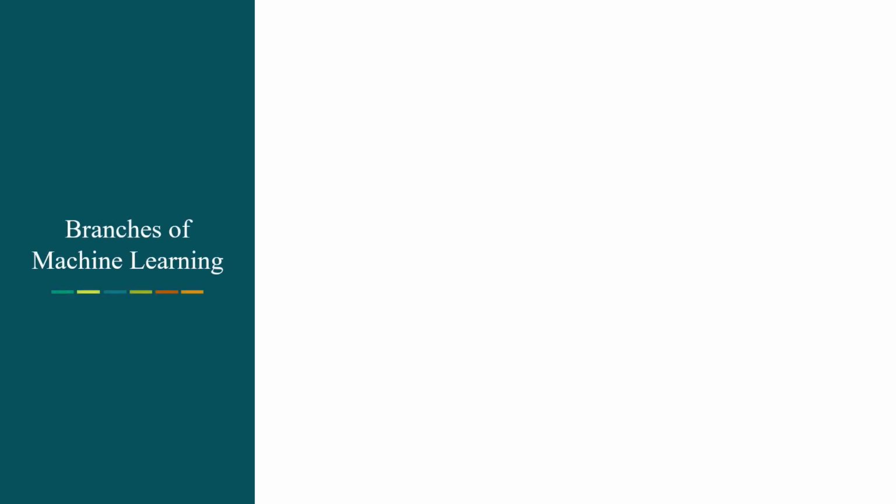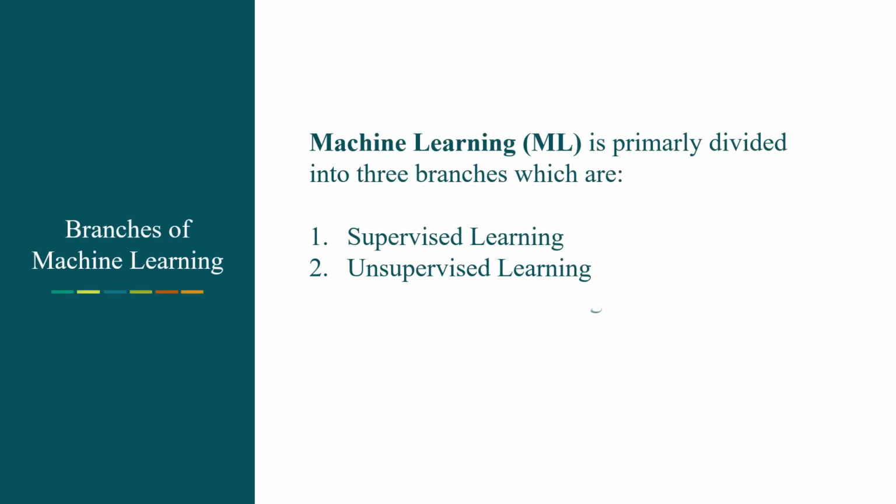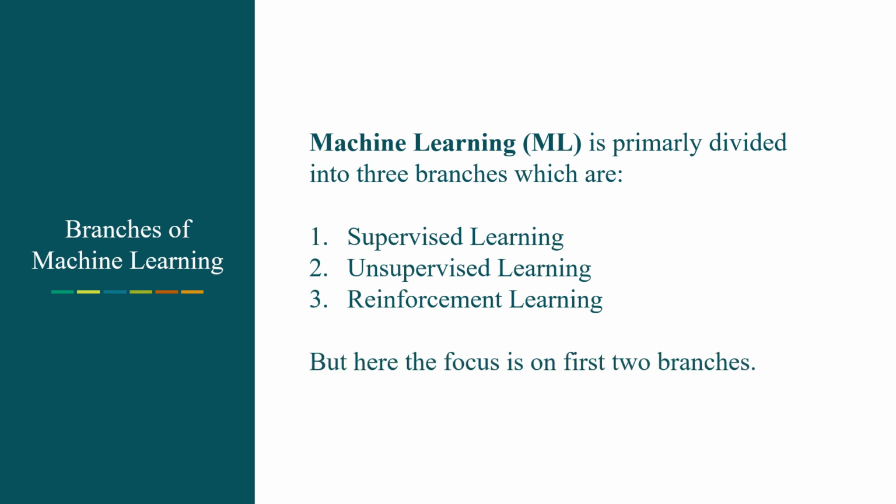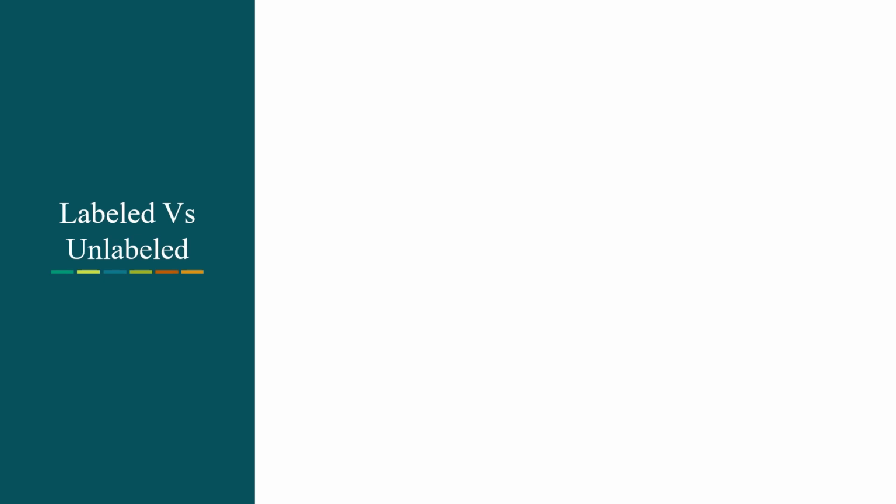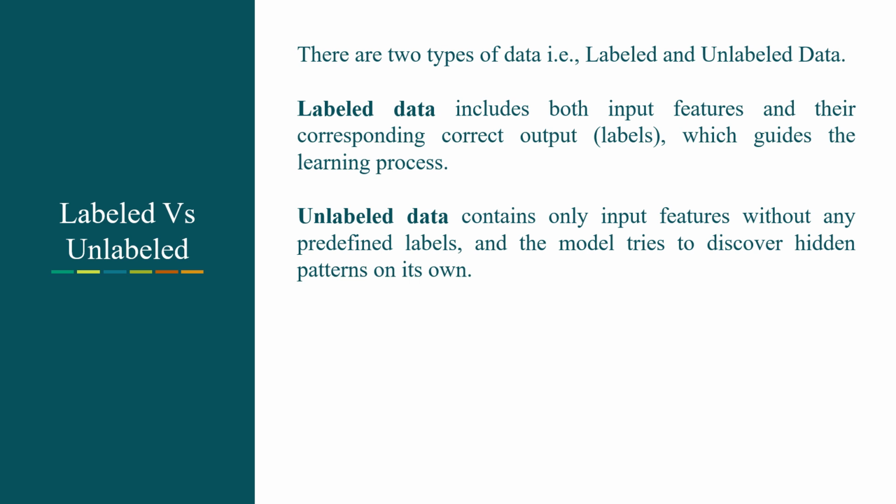Machine learning is generally categorized into three branches: supervised, unsupervised, and reinforcement learning. However, in this video, we will focus only on the first two, supervised and unsupervised learning. To understand supervised and unsupervised learning, we first need to understand the difference between labeled and unlabeled data. Labeled data includes both input features and their corresponding correct outputs, that is labels, which guide the learning process. So simply I will say that each input has a known output.